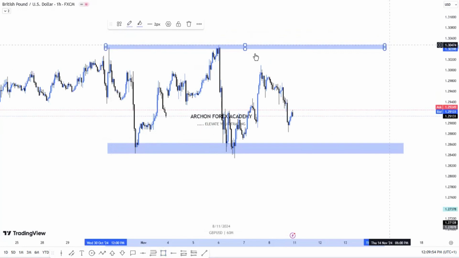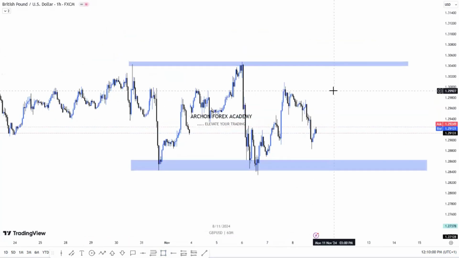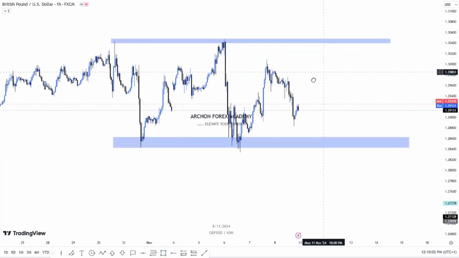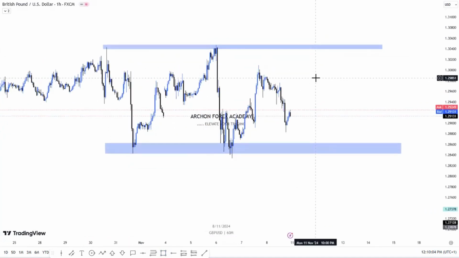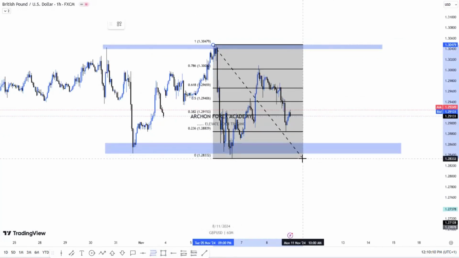I'm working with this support and this resistance now. So what should I be expecting from this trade? Now, if I mark this from here down here, I'm having a retracement from 0.7.